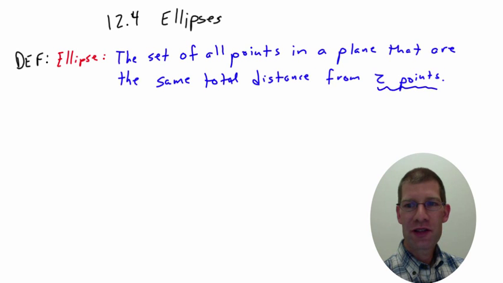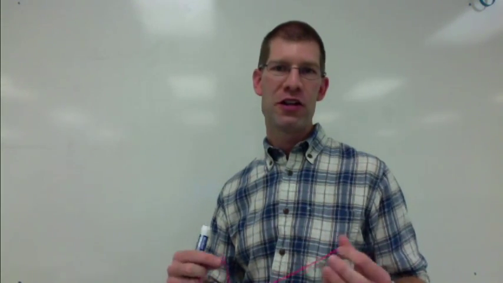And those 2 points, it's kind of like when we were talking about parabolas a few sections ago, and we had the same distance from the focus and from the directrix. Now we have 2 points, so we have 2 focuses, which are referred to as foci, F-O-C-I. That's the plural for a focus. I want to go through and show how you could draw an ellipse.